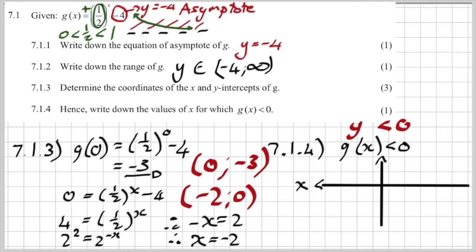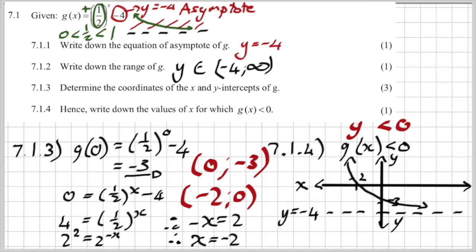So let's start by getting my x and y axes, getting my x- and y-intercepts, drawing it with my asymptote, y equal to negative 4. And as you see, the graph is sloping towards my asymptote. It's going towards the asymptote.